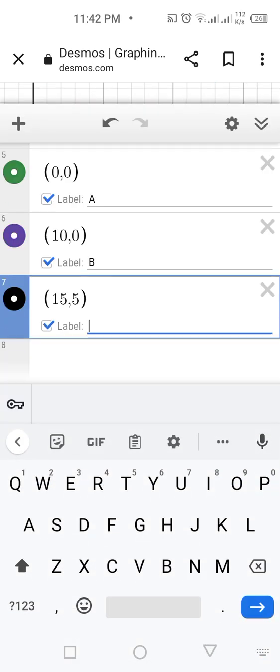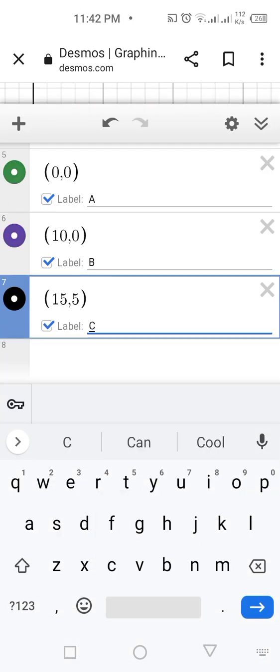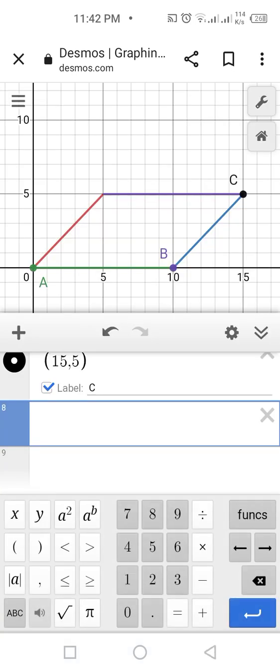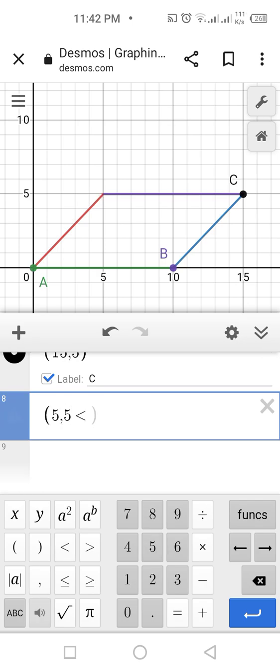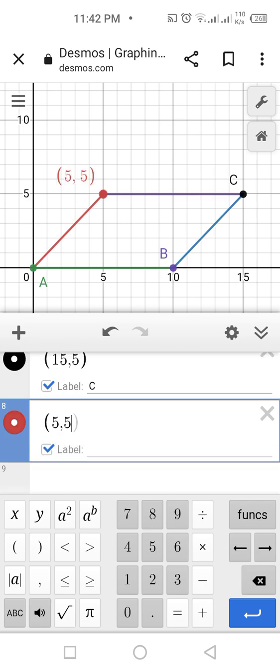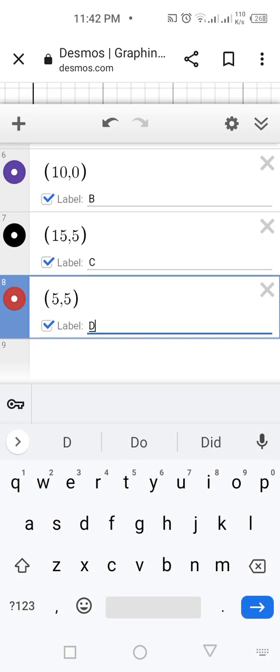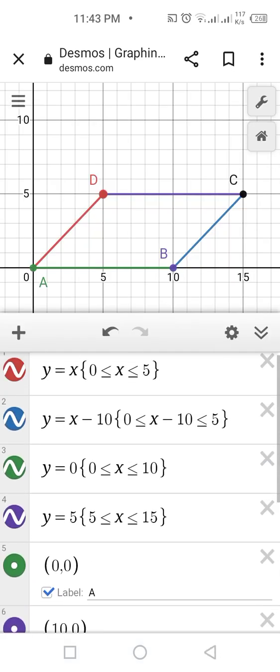Clear? And the fourth point, 5 comma 5, 5 comma 5, and this is labeled, let's suppose, a point D. So you can see that this is called the parallelogram.